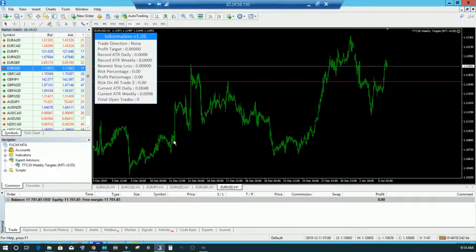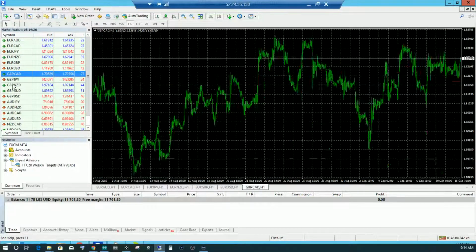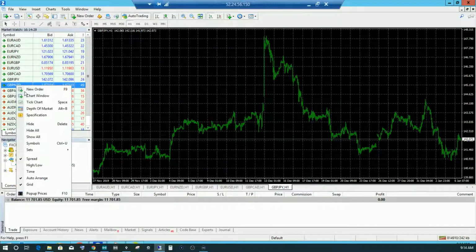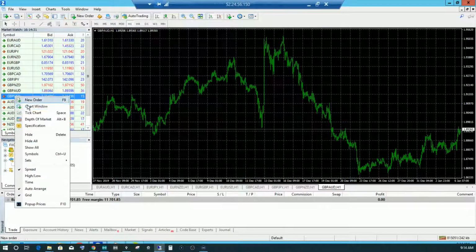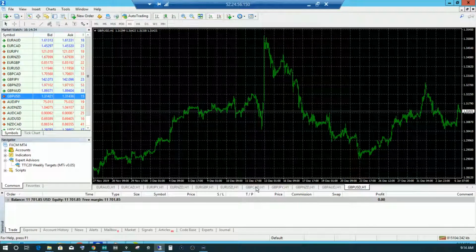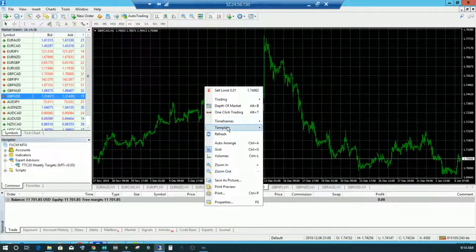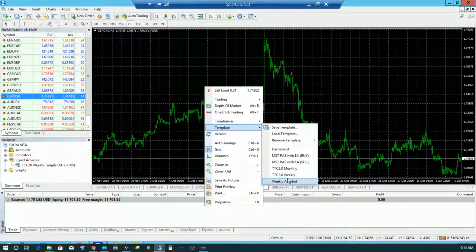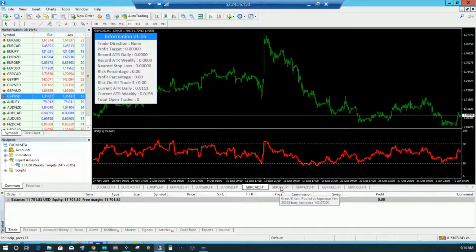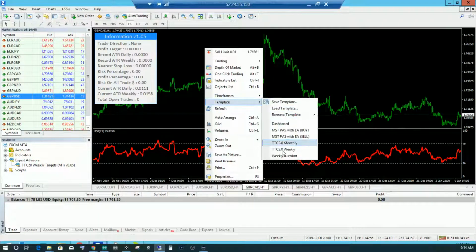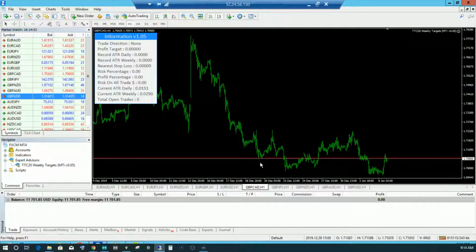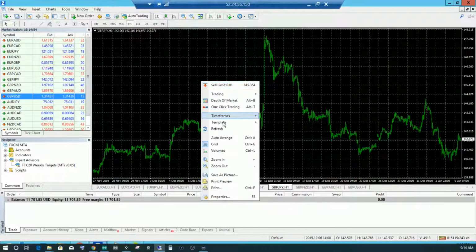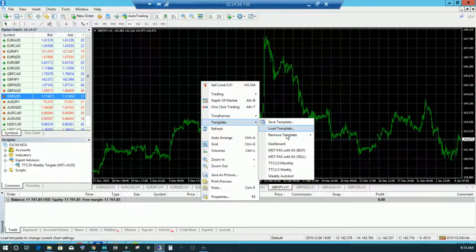So let's take a look. I'm going to add these pairs here as well to my chart. Then I'm going to add the systems on this as well. And let's do that. Oh, this is the monthly. Hold on a second here. Alright, there we go, this is the weekly. And load again.